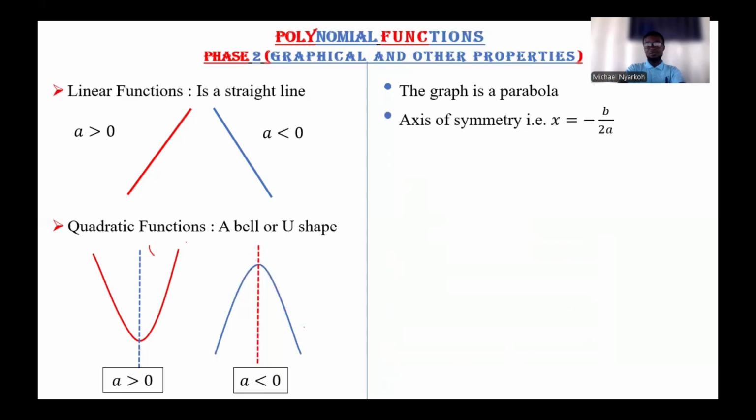The axis of symmetry is x = -b/2a. So the line of symmetry we have there, if you want to find the exact point that axis is going to be, you have to use x = -b/2a, where b and a are the coefficients of ax² + bx + c. Is that okay? Yeah. Now let's talk about cubic functions.